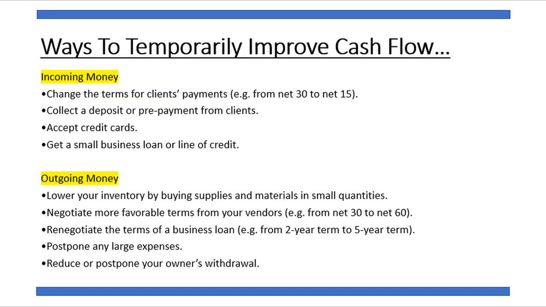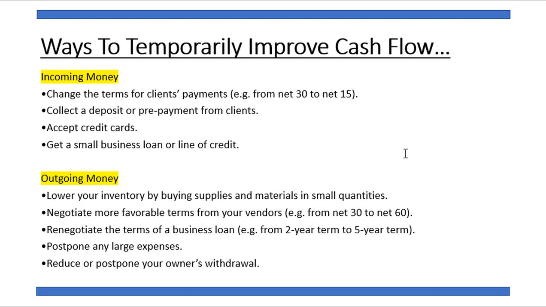Ways to temporarily improve it, if you just find yourself in a bind and need to temporarily improve it, is you can change terms for how clients pay you. You could make them pay you quicker, including you could even potentially collect a deposit or prepayment from them before you start work or deliver products. You can accept credit cards. This helps you get the money in faster a lot of times. Or you can get a small business loan or a line of credit to help ease a cash flow crunch.